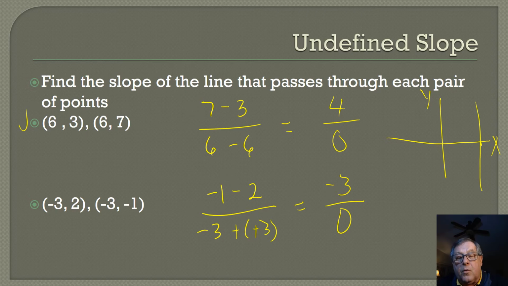If we were to graph that, let me use a little bit different color here, where x is -3, I'd have a vertical line. And so there we go. There are some examples of an undefined slope. If you find yourself in a situation where your change in x results in 0, then we have an undefined slope, or a vertical line on the coordinate plane.